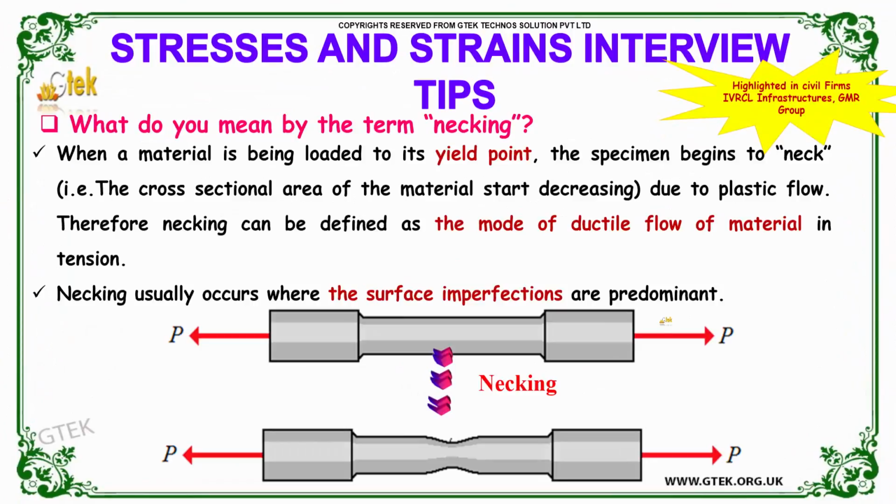Our next question is: what do you mean by the term necking? When a material is loaded to its yield point, the specimen begins to neck, that is, the cross-sectional area of the material starts decreasing, if you can notice over here, due to plastic flow. Therefore, necking can be defined as the mode of ductile flow of material in tension. Necking usually occurs where the surface imperfections are predominant. So that is what necking is all about.